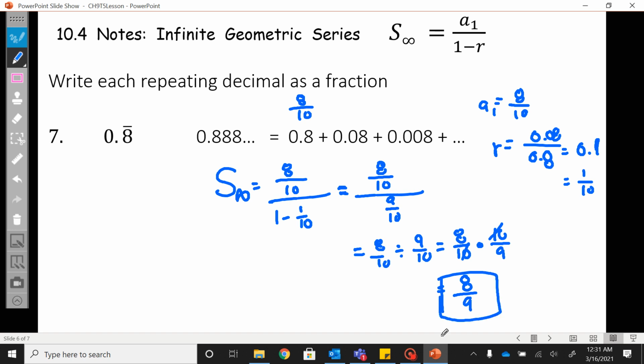Well, go ahead and check that in your calculator and see if it gives you a repeating decimal. And it does. If you put 8 over 9, 8 divided by 9 in your calculator, you get 0.8 repeating. Okay, so this is how this decimal can be expressed as a fraction, 8 over 9. And we got to this by thinking about it as an infinite series.